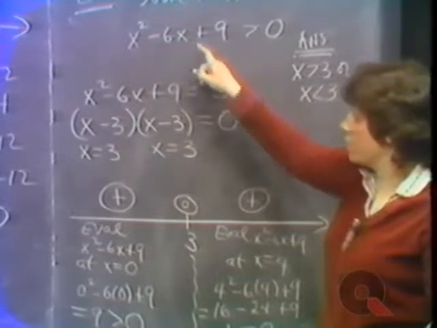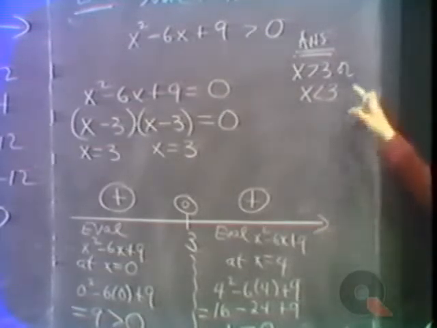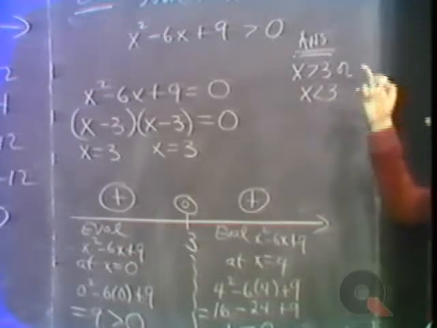When x equals 3, this takes on the value 0. Any other time, it has to be positive. So all x greater than 3 or less than 3.